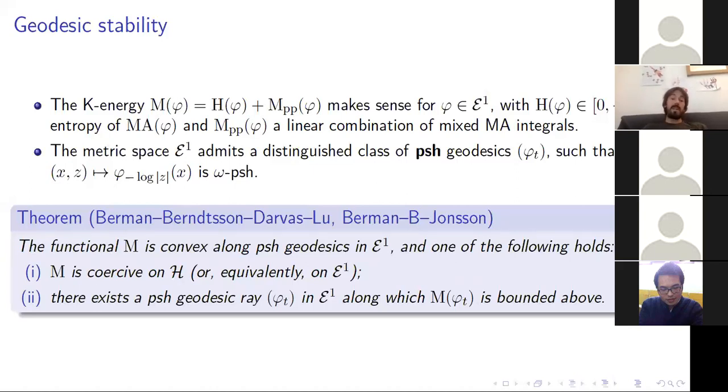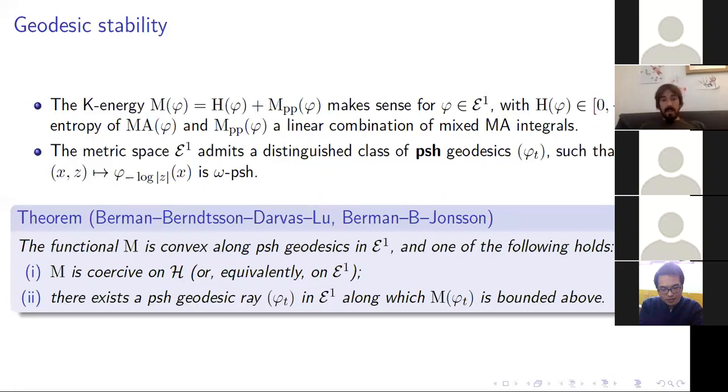So along a PSH geodesic ray in E1, it would be bounded above along this ray. What it means is that if you grow along any geodesic ray individually, then you grow in a uniform way on the whole space E1, which is the coercivity condition. This is proved by contradiction. If coercivity fails, then you look at longer and longer segments along which the coercivity condition fails, and using a compactness result, you extract in the limit a ray in E1 along which M of phi t doesn't grow.